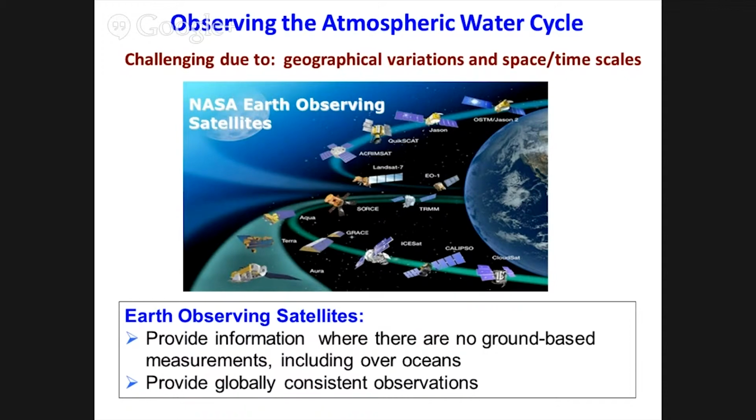So observing the atmospheric part of the water cycle is very challenging, especially because it has geographical variations, and space and time variations are quite large. Water vapor moves quickly. Precipitation has time scales that can range from a thunderstorm to a baroclinic or synoptic frontal system. They all have different time and space scales. So observing water vapor, precipitation, and clouds on these timescales is sort of challenging.